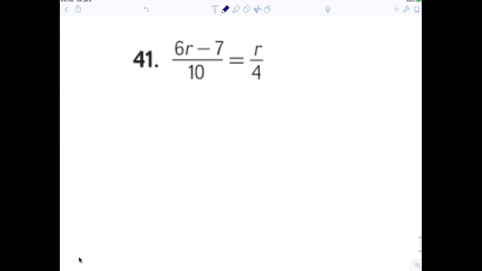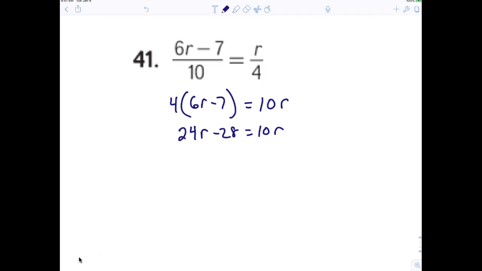So again, cross multiplying here, it would be 4 parentheses 6r minus 7 equals 10r. Now, in this case, should I divide both sides by 4? No, because 10 doesn't divide by 4 evenly. Everybody see that now, right? So I think it's easier to just go ahead and distribute. When we distribute, that would be what? 24r minus 28 equals 10r. Is everybody happy with this?